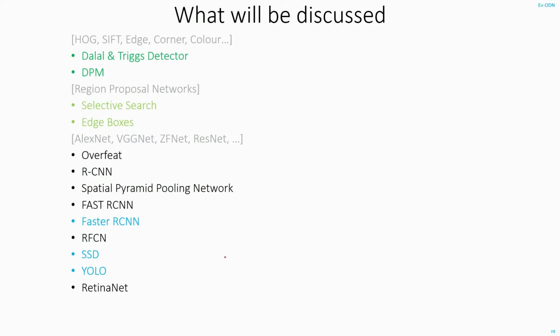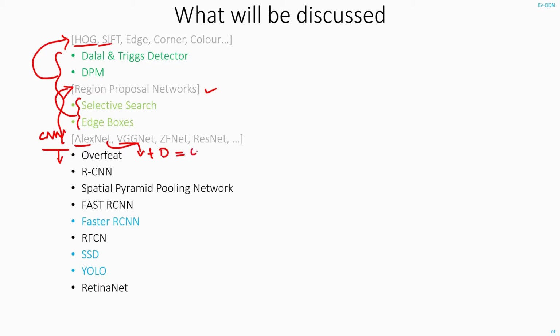These are the papers that I'll be discussing in this course. The first four are based on classical computer vision techniques like HOG, SIFT, etc. These two papers, Selective Search and Edge Boxes, can be used as region proposal methods. I'll be explaining this concept later. The rest of the papers, starting from Overfeat, are based on CNNs like AlexNet, VGGNet, etc. For example, Overfeat combines AlexNet and adds a detection layer on top of it to arrive at their object detection network.